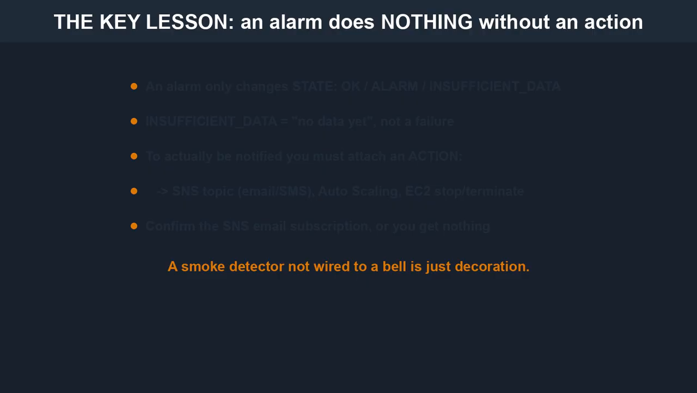And here is the single most important lesson in this entire video. An alarm by itself does nothing but change its state from OK to alarm. That's it. The reason people watch an alarm go red and never get an email is that they never attached an action. In the configure action step, you wire the alarm to an action, usually an SNS topic that emails or texts you, but it can also trigger autoscaling or stop an instance. And you must click the confirmation link in the SNS email, or it stays silent. A smoke detector not wired to a bell is just decoration.